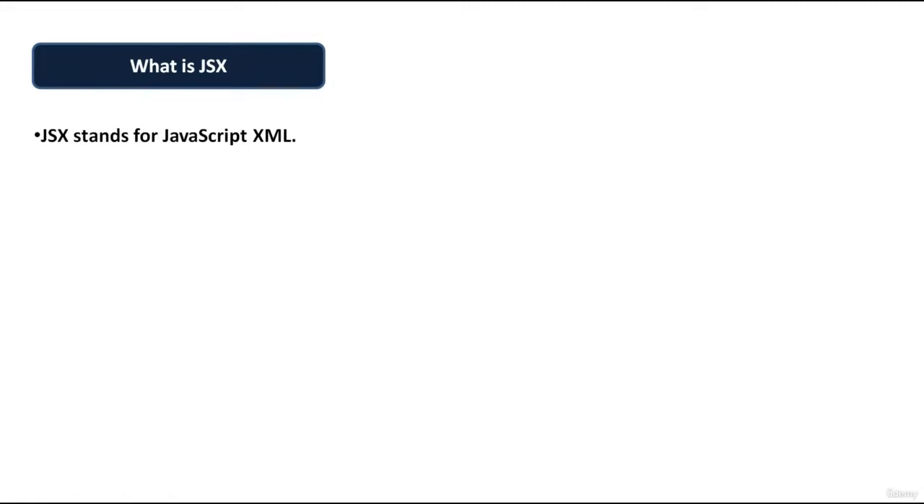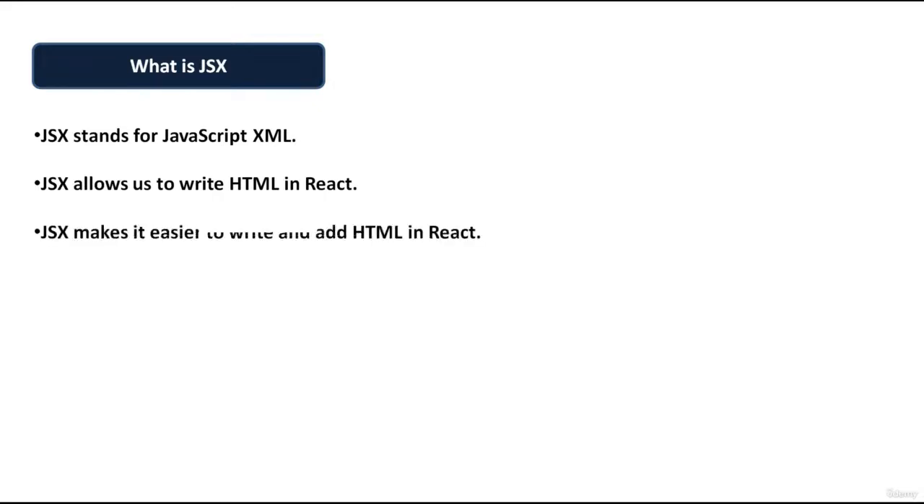JSX stands for JavaScript and XML. JSX allows us to write HTML in React, meaning components. With the help of JSX only, we can create the HTML content in React components. JSX makes it easier to write and add HTML in the React.js components.